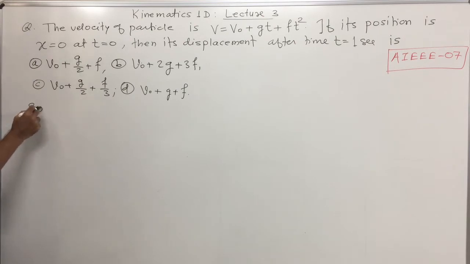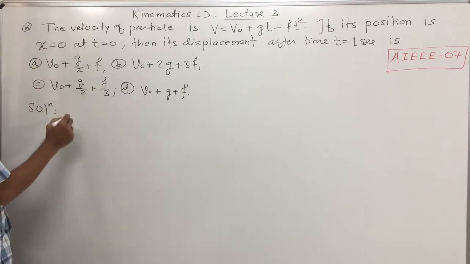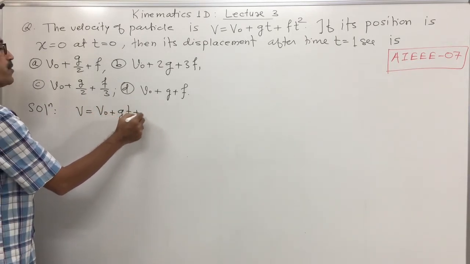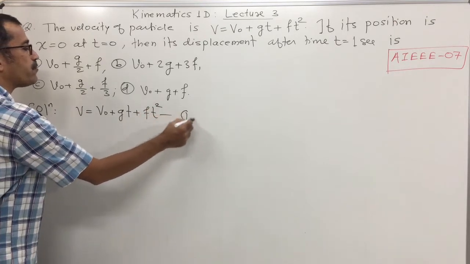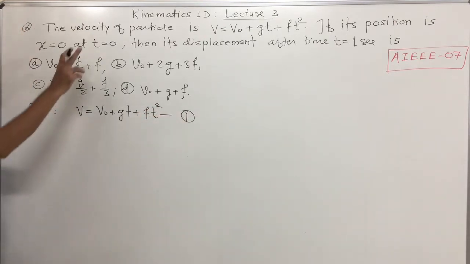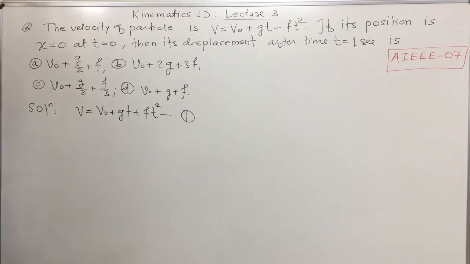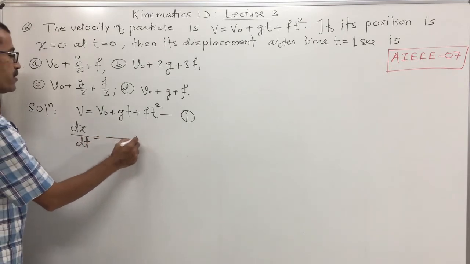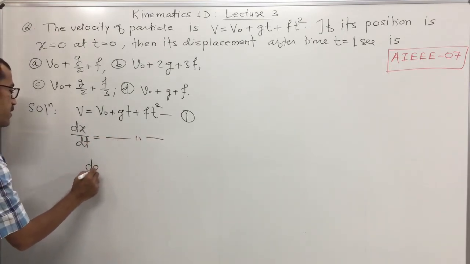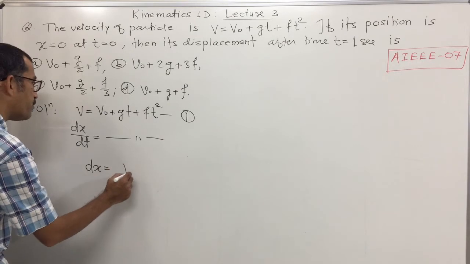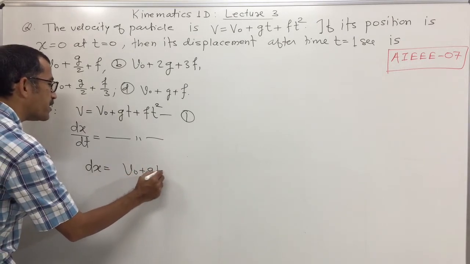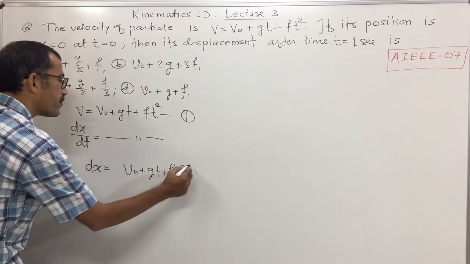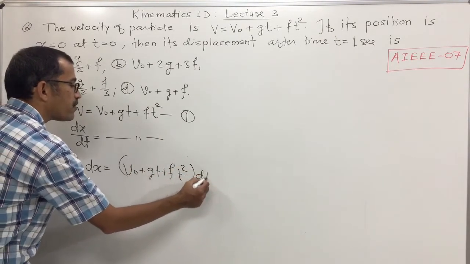Okay. Now what will we do? Simple. Equation: v is what? v naught plus gt plus ft square. This is your equation number 1. Okay. Now you have to find out displacement. That means v we will write in terms of x. So this will be dx by dt equal to what? Same thing. That means dx equal to v naught plus gt plus ft square, and this term dt is on the right side.